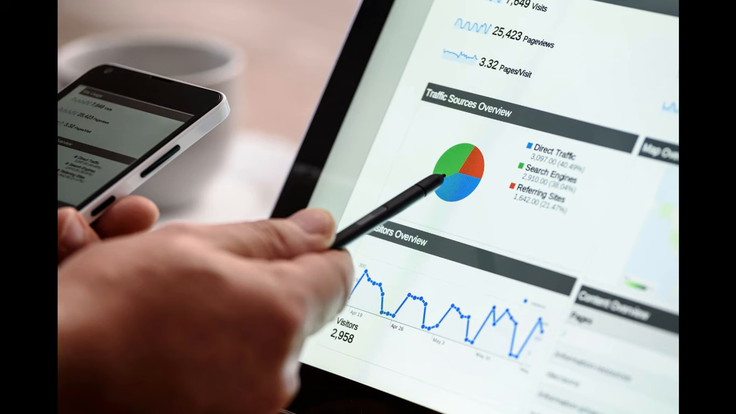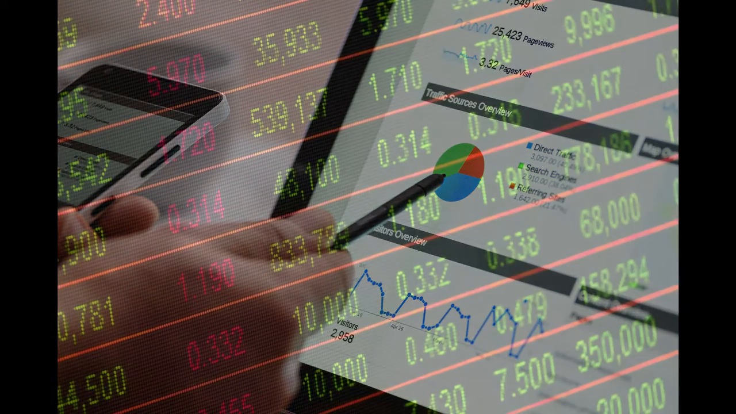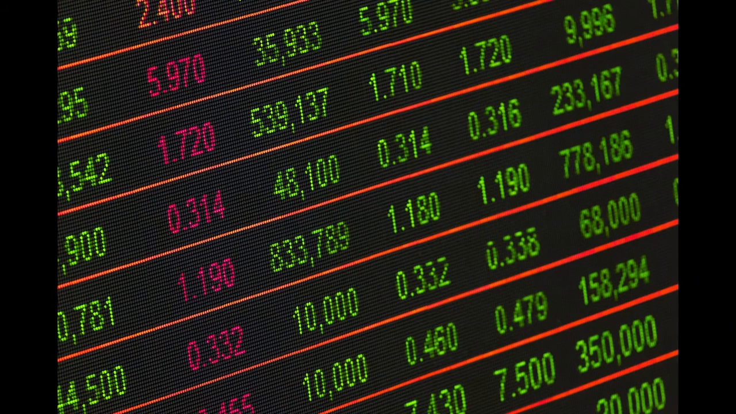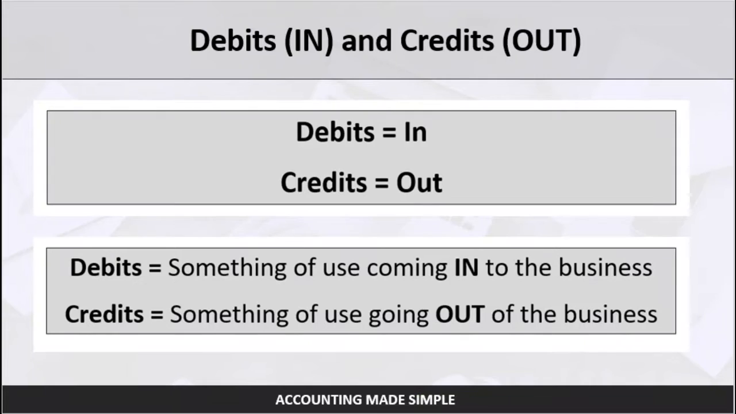The transactions are then recorded in the accounting system. The accounting system will then use these grouped transactions to produce financial reports. Financial reports are used to show people how the business is going and to help the relevant people make decisions about the business.